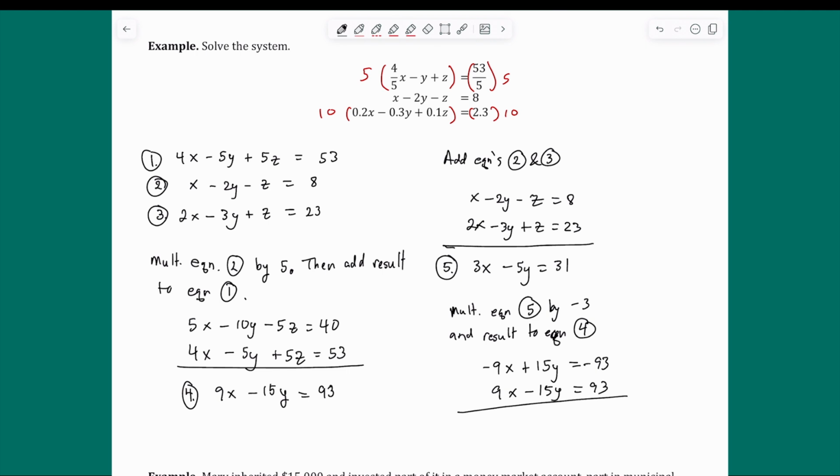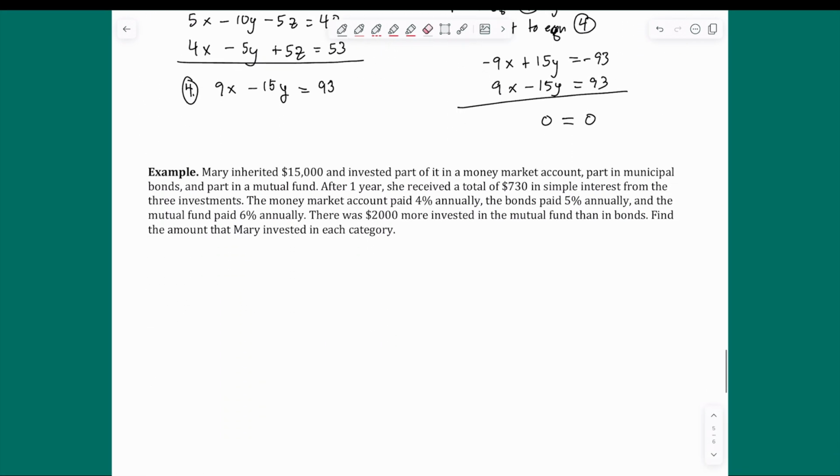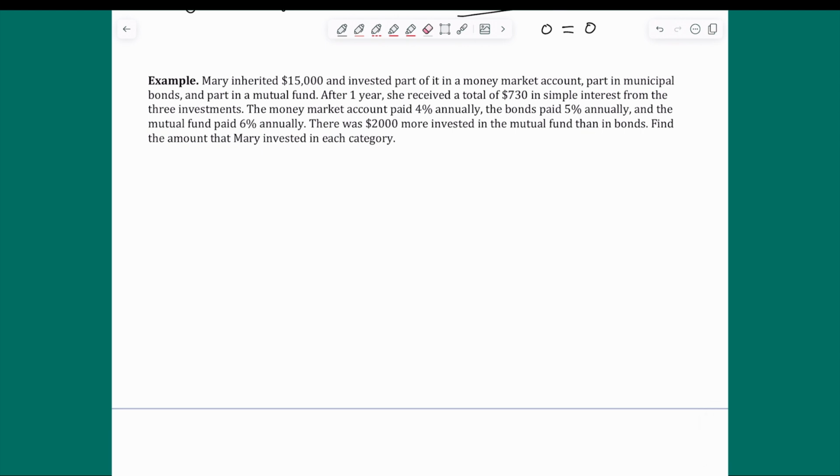And when you add these two equations, the left-hand side gives us 0, and the right-hand side gives us 0. Okay, which means that the equations are dependent, and the system has infinitely many solutions. All right, let's move on to the next problem here.